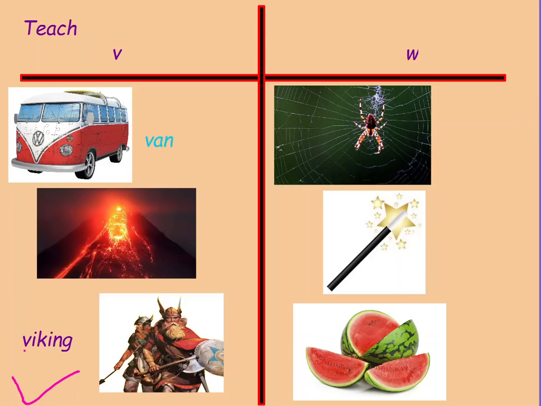Okay, let's move on to W, the W sound. So here, W makes the W sound. Okay, the first one here we have is web. Okay, let's see if we can sound out web together. So W, E, B, web. Okay, let's do that one more time. W, E, B, web. That's how we sound out web. Have a go at writing it on your whiteboard.